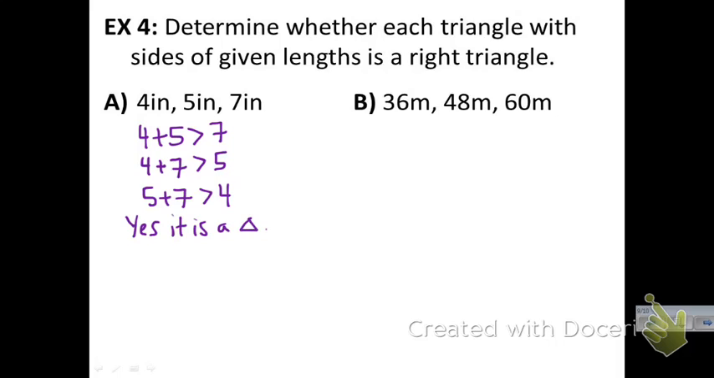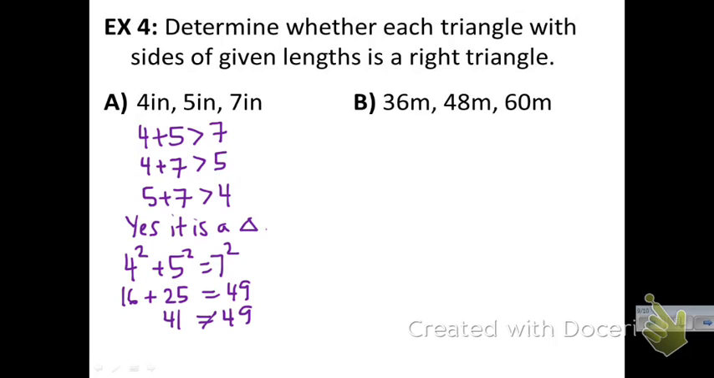Then, because we know we have a triangle, we have to prove that it's a right triangle. To do that, we're going to use those three lengths and put them into the Pythagorean theorem. We get to assume that 7 is our hypotenuse. So we take 4 squared plus 5 squared equals 7 squared. 4 squared is 16, plus 5 squared is 25. And 7 squared is 49. When we add the 16 and 25, we get 41. And it is not equal to 49. So we have a triangle, but it is not a right triangle.